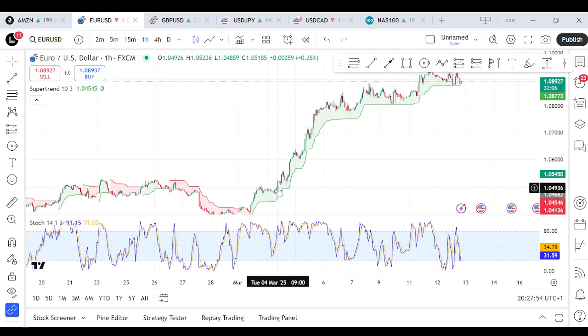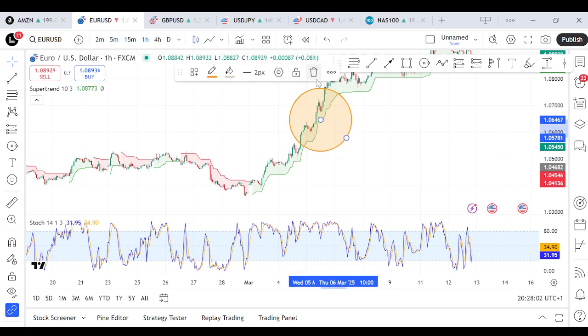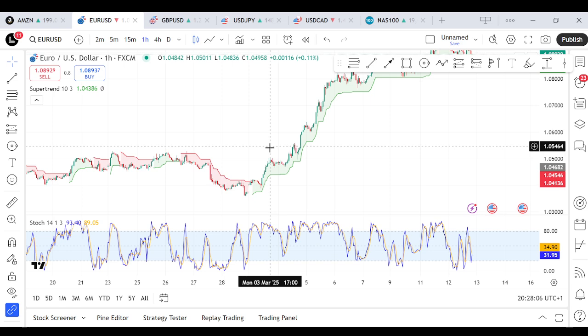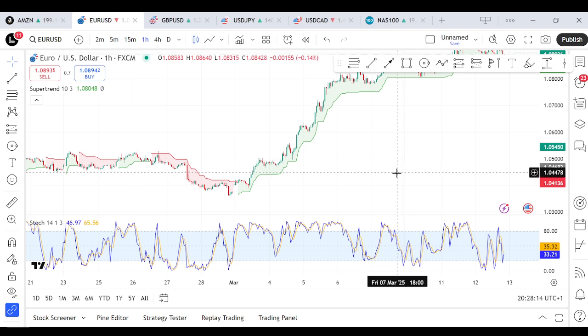As you can see, the SuperTrend line is green in color, and I'm using this price action right here as our example. The SuperTrend line is green in color and price is above it, and this shows that we are in a bullish market. The next step is to look at the stochastic oscillator, and you're waiting for the %K line to cross above the %D line.